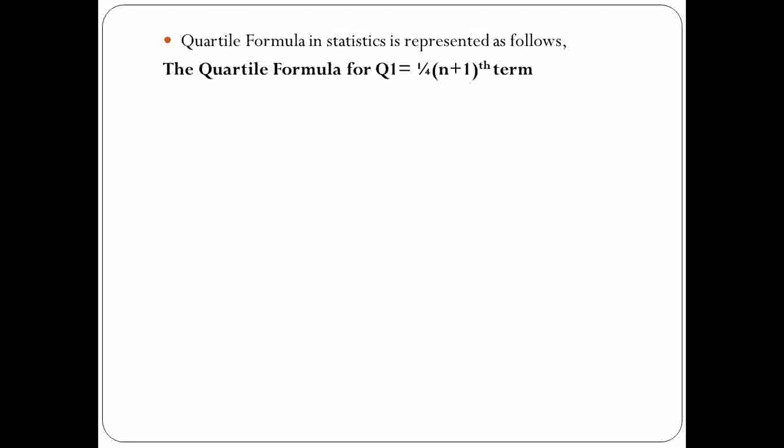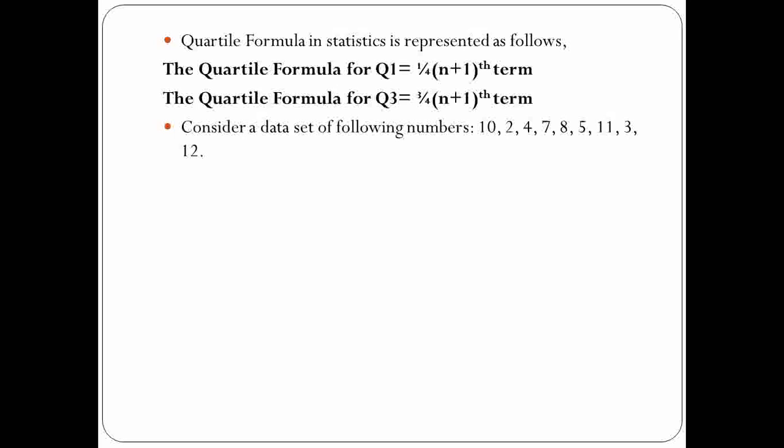The quartile formula in statistics is represented as follows. If you want to calculate the first quartile, Q1, the formula is 1 quarter times n plus 1, n being the number of numbers. Then for the upper quartile, Q3, it is 3 quarters times n plus 1.